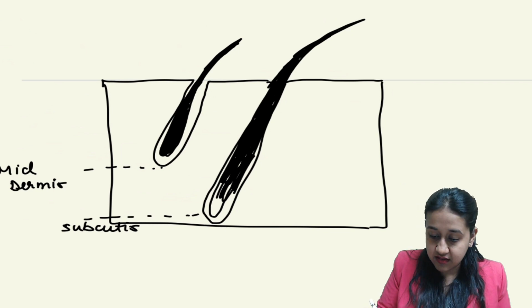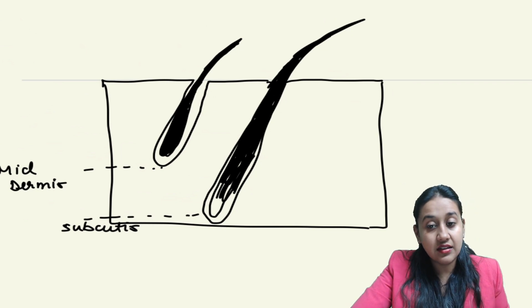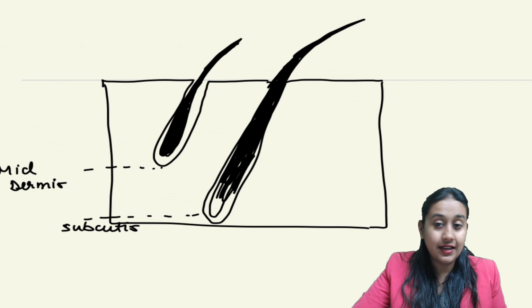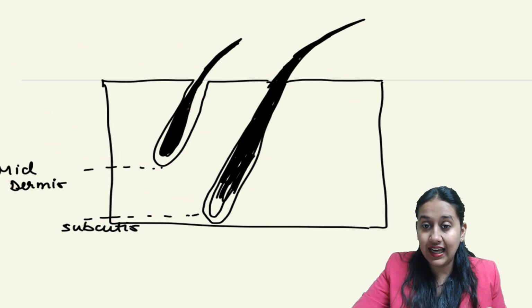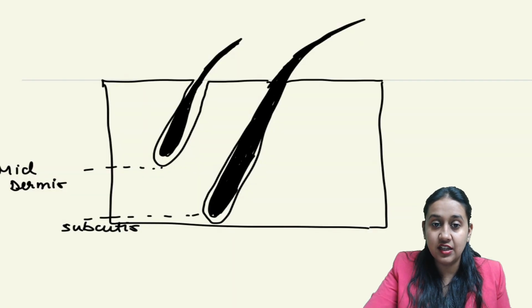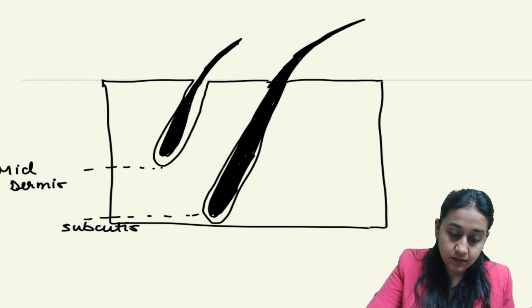And we have already discussed that the vellus hairs are present throughout the body except for the scalp, except for the areola, axilla, groin after puberty, because in these areas the vellus hair converts into the terminal hair under the influence of androgens.